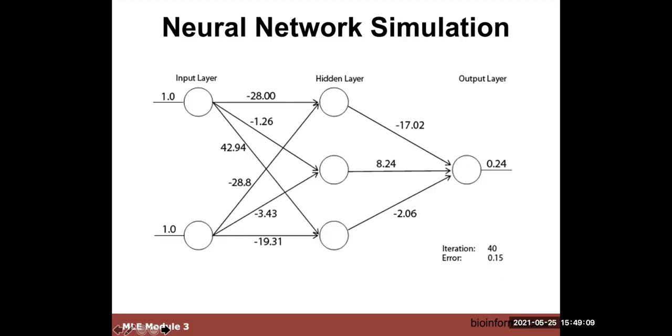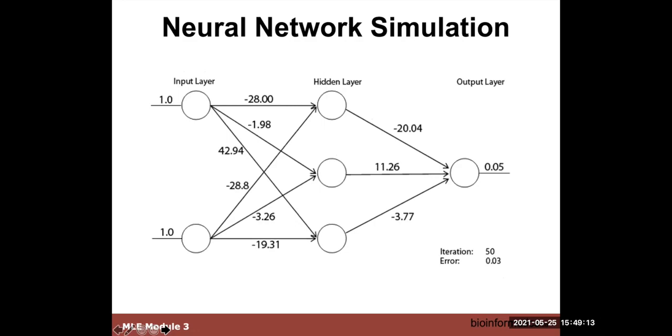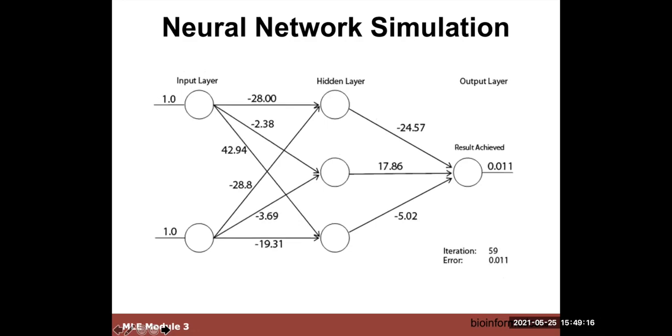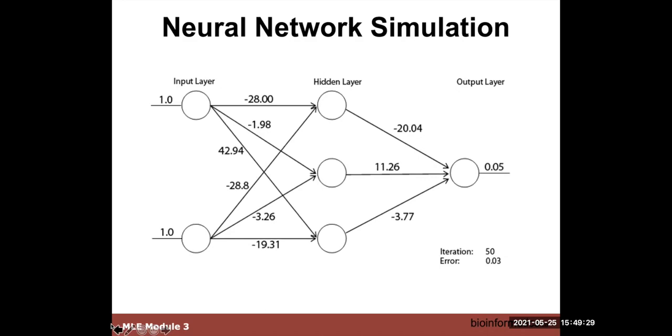We're going through various iterations, now we're at iteration 40. The error is getting smaller. The error is getting smaller. And finally, the error sort of converges, and we've got an error of 0.11. So this particular neural network converged after 59 iterations. But you can see from this that there are changes.